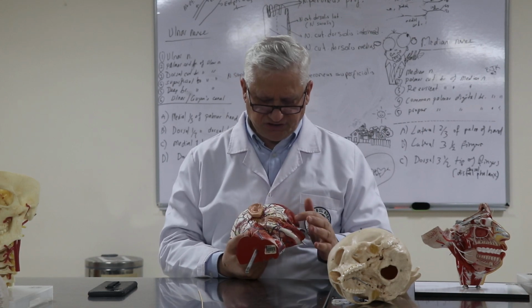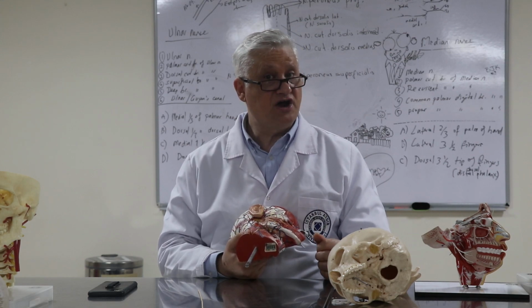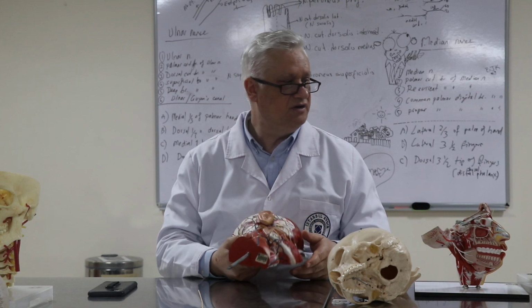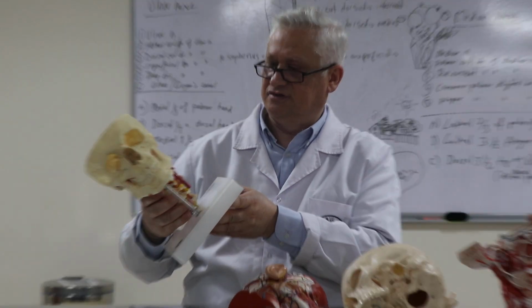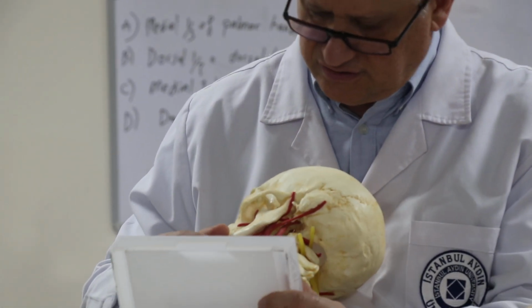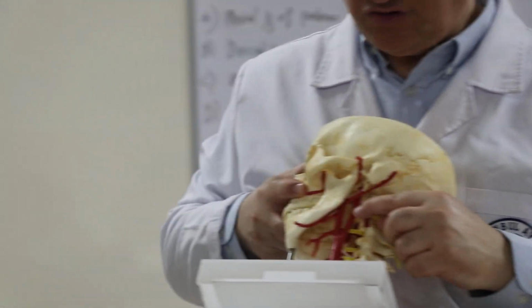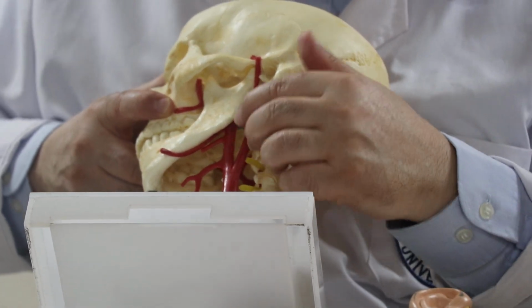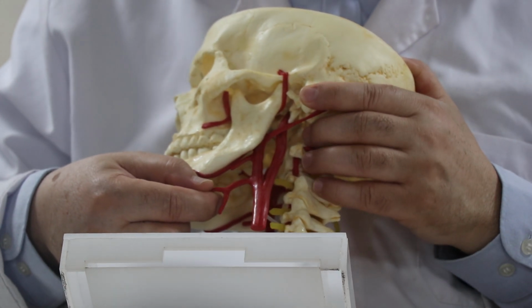Who can tell me the other branches of the external carotid? Facial. At the front, it gives off the superior thyroid first. You don't have to deal with that right now. You see this? This is the common carotid, this is the internal carotid, and this is the external carotid. The external carotid goes up and gives the superior thyroid, the first branch.